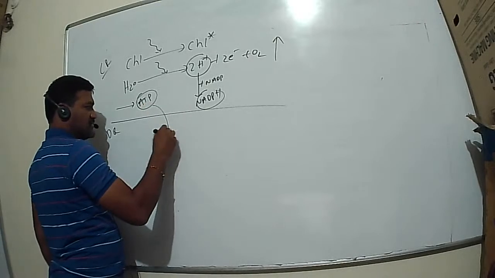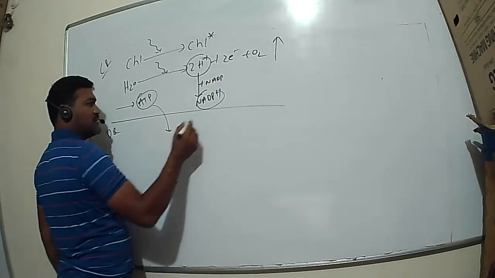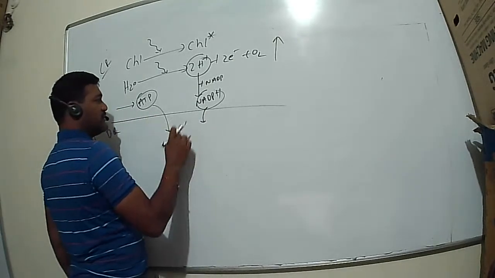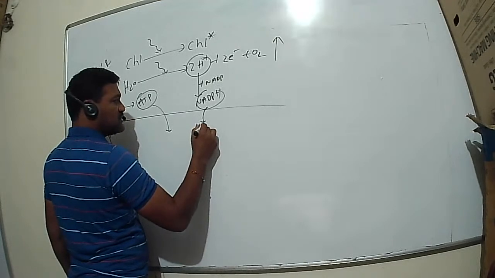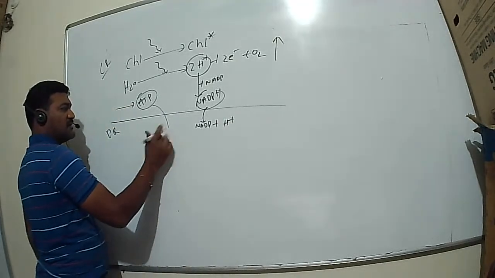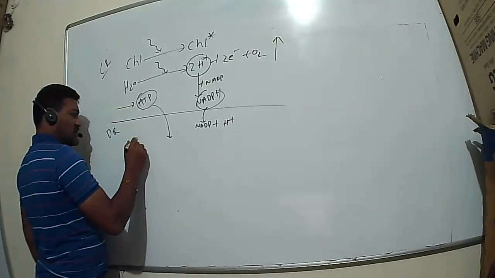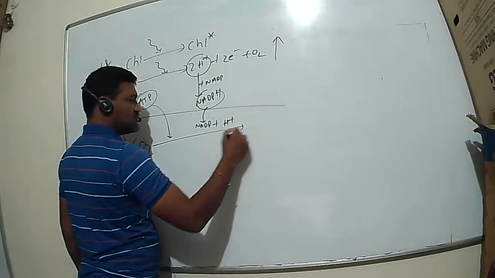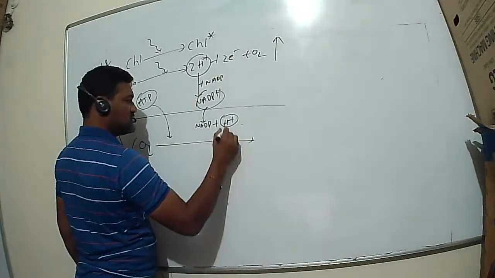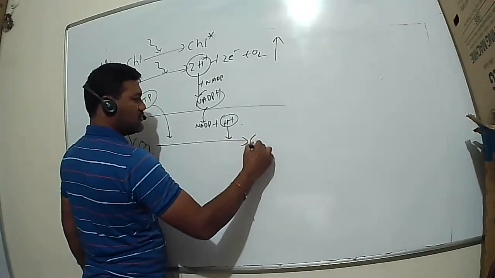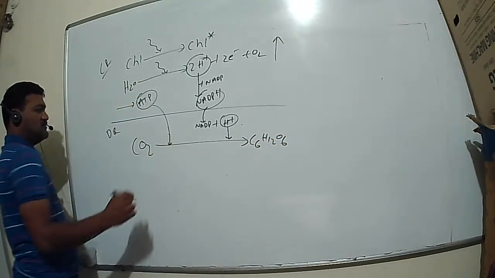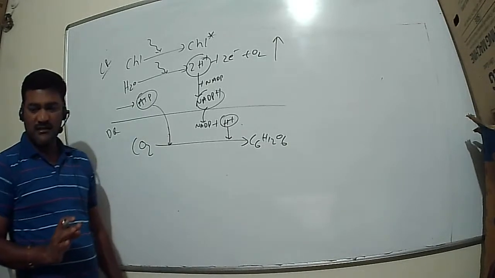Now that ATP will come into stroma. The NADPH also will come into stroma, because in the stroma the dark phase will occur. But this NADPH will break into NADP plus hydrogens. Now the carbon dioxide molecule will use these hydrogens and form glucose, C6H12O6. And it will use ATP also. This is dark reaction. That's it.